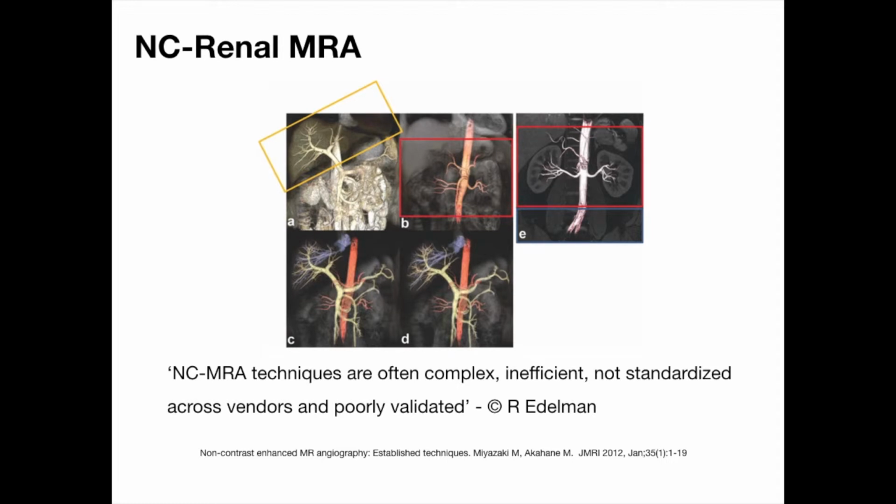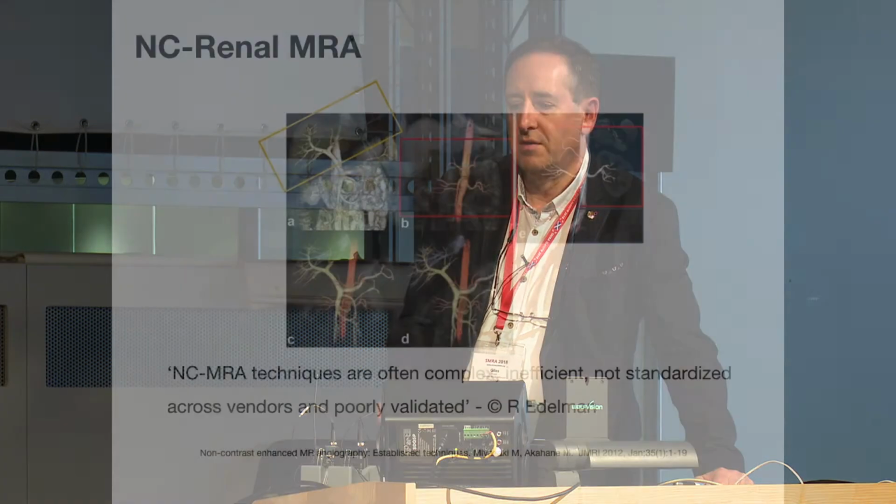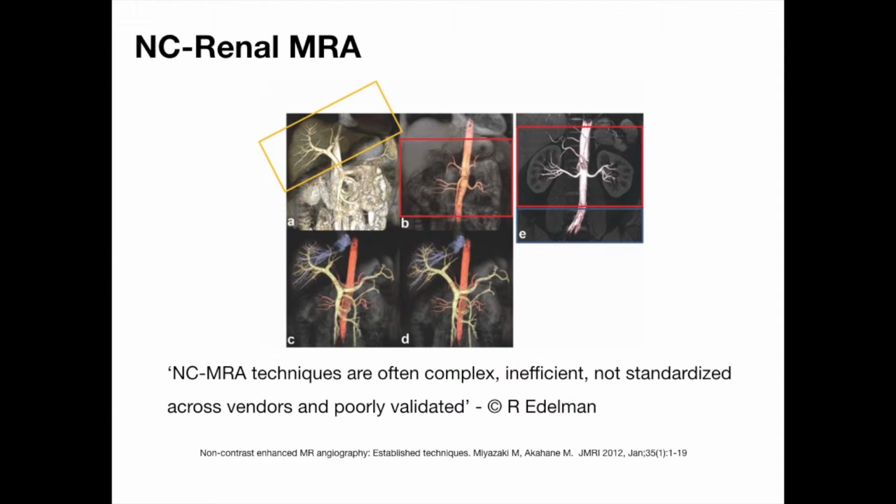But as the great Bob Edelman said, not only yesterday, NC-MRA techniques are often complex, inefficient, not standardized across vendors, and poorly validated. And that still plagues non-contrast renal MRA, in my opinion, which is why contrast-enhanced MRA is currently the standard that we use for renal MR angiography. So here is a standard renal MRA in a patient with 2 renal arteries on the right that would preclude them from donating the right kidney.